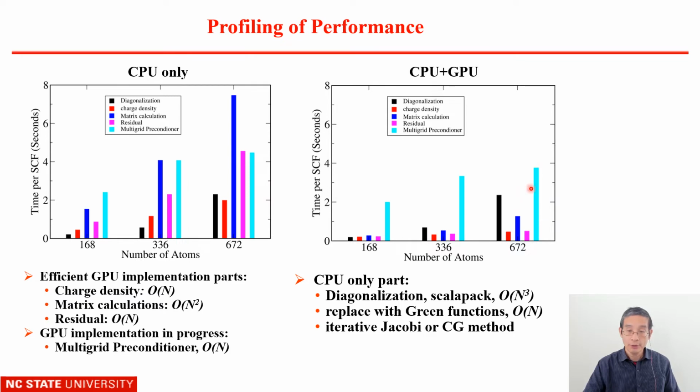We are currently working on this part on the GPU now. We have another part, a CPU-only part for the diagonalization. Currently we use ScaLAPACK. This will have a cubic scaling. We will replace it with Green's functions or an iterative Jacobi or CG method. Finally, we can lead this part to also an order N scaling and implement it on the GPU.